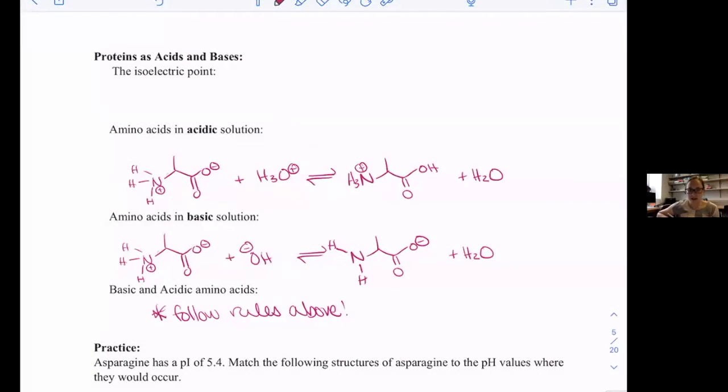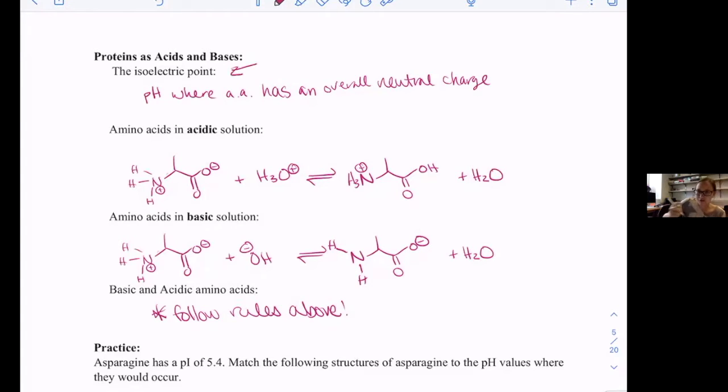Okay, so I wanted to dive a little bit deeper into what this isoelectric point is. So we said that isoelectric is the pH at which the amino acid has an overall neutral charge. So let's see what happens when the pH is higher or lower than that isoelectric point.